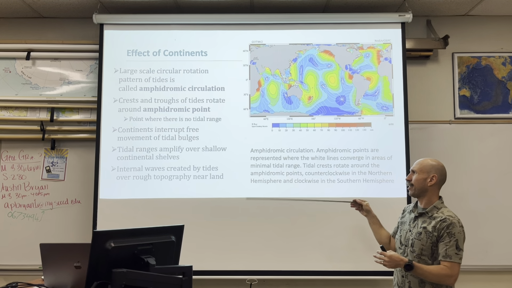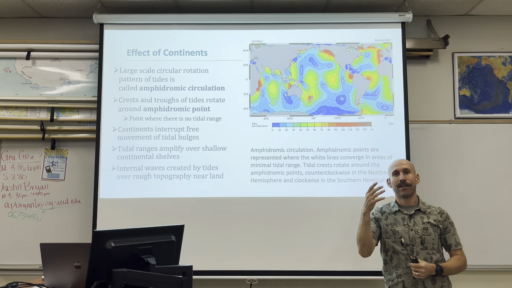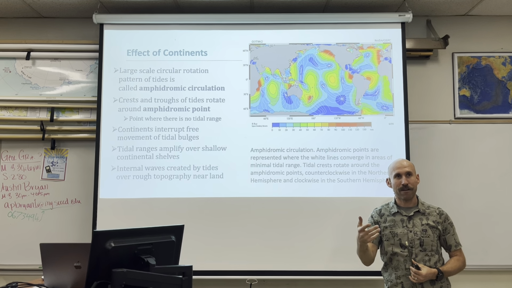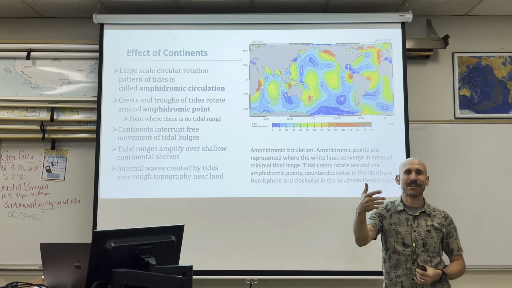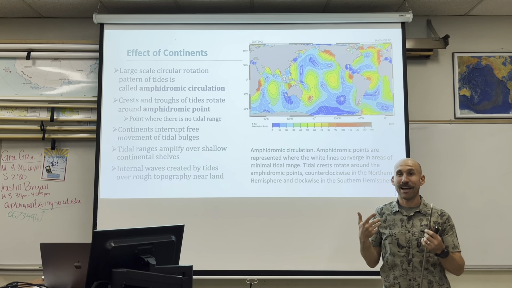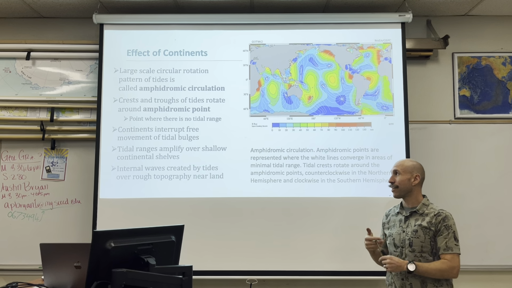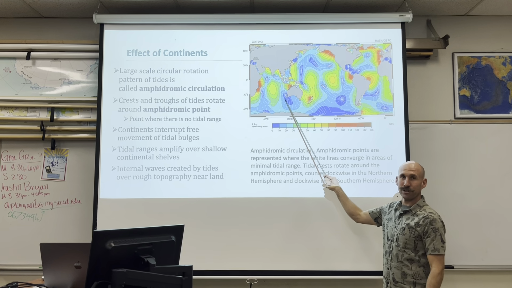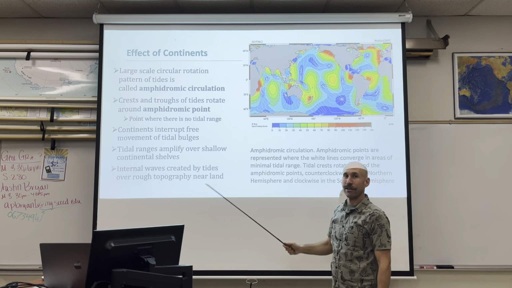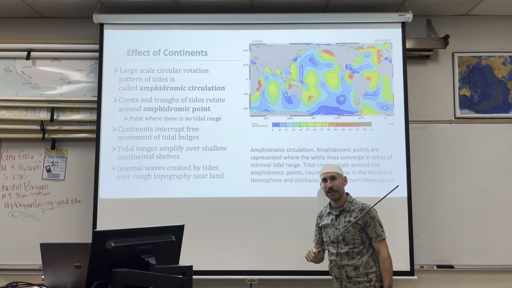Because I know this is what the heck is going on here. Further making the situation more complex, because there's continents and tides interact with continents, there's areas where there's no tidal range, and then spiraling out from those areas in a circular way, tidal ranges are shifted.